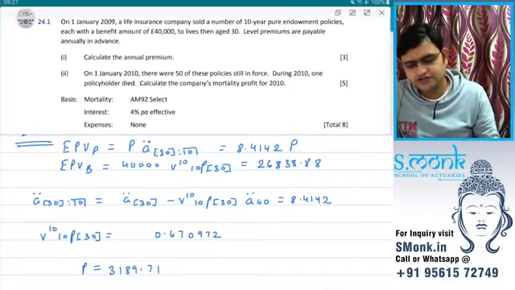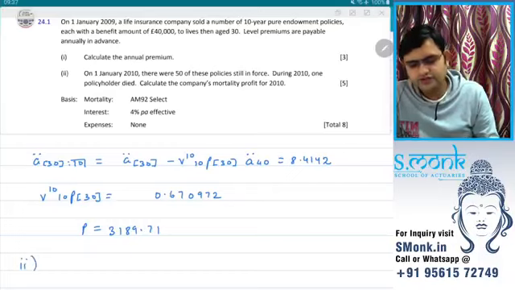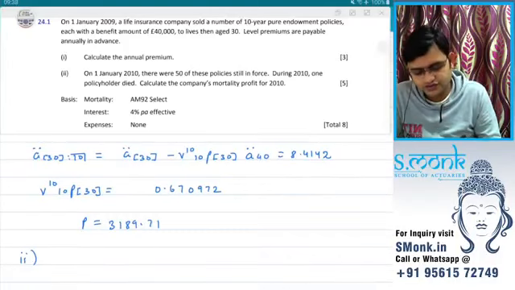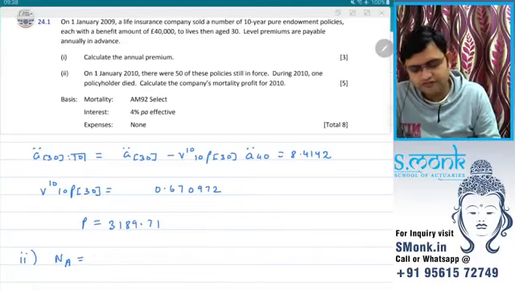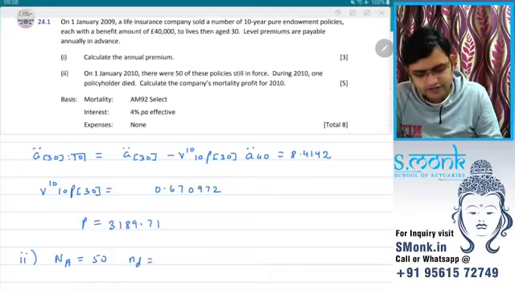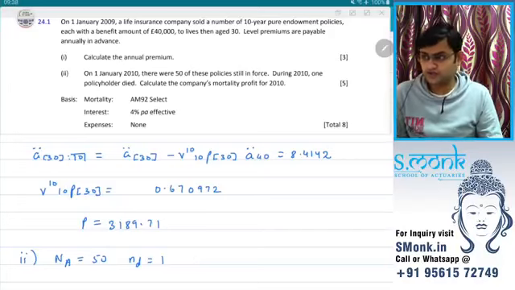And they are saying on 1st January 2010, that is 1 year after the policy had started, there were 50 of these policies still in force. So that is NA, at the beginning of the year, how many number of policies still in force. During 2010, one policyholder dies, so that is the ND, number of deaths, 1. Calculate the company's mortality profit for 2010.